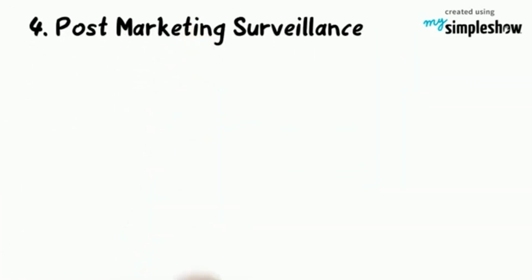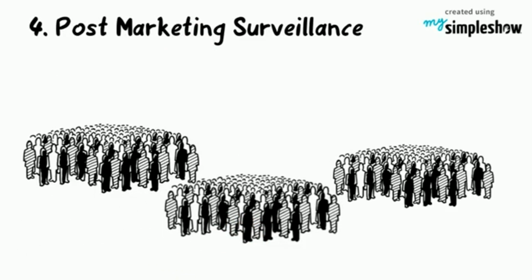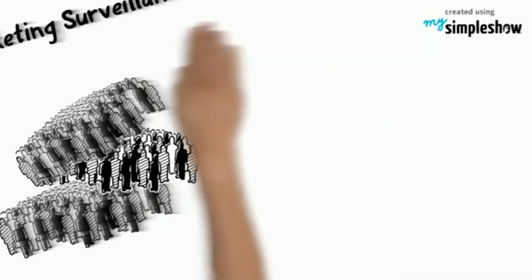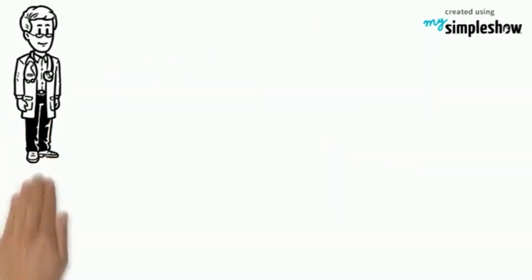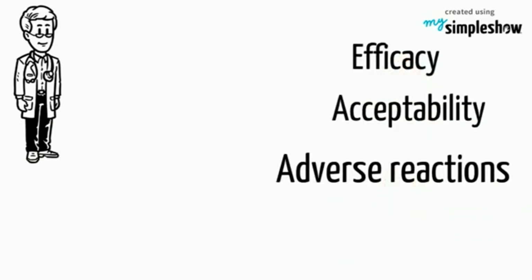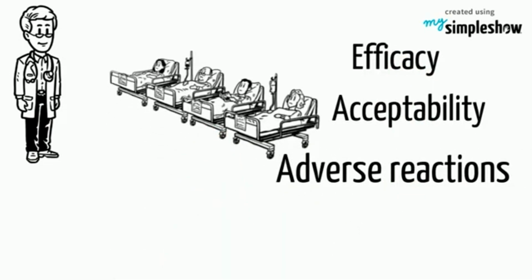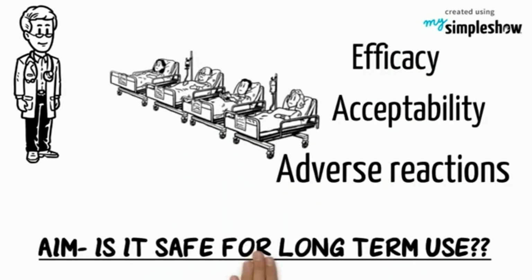Now, the 4th phase is post-marketing surveillance. As the drug is being marketed, the population under this phase is much higher. Through licensed medical practitioners, the data about the efficacy, acceptability by patients, and adverse effects of the drug is collected from the general patient population. The aim of this phase is to know about the effects occurring in the long-term usage of a drug.